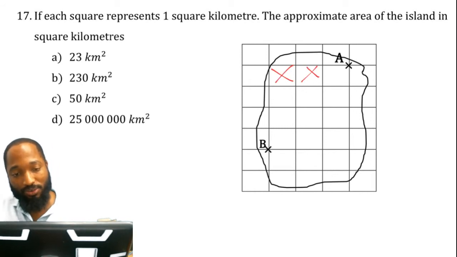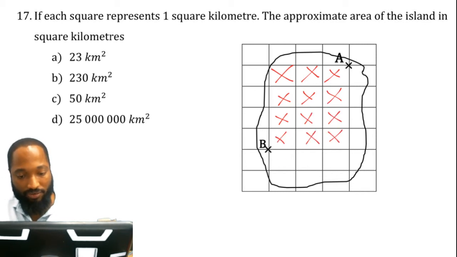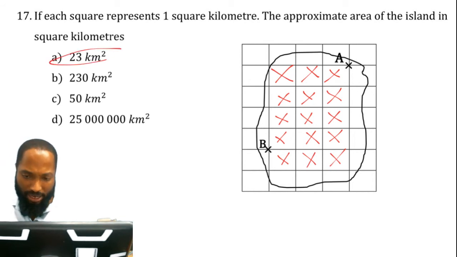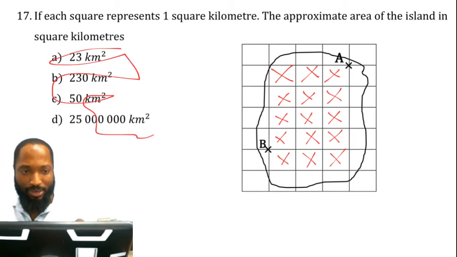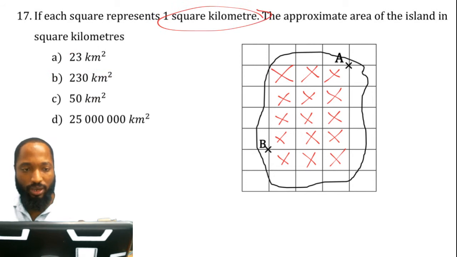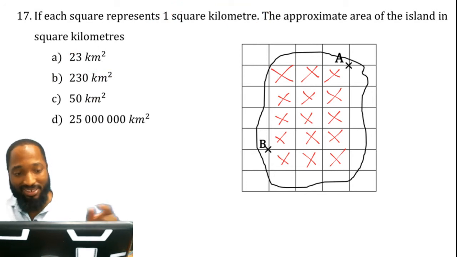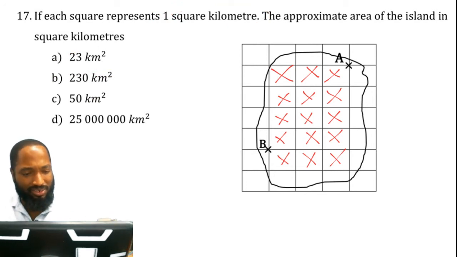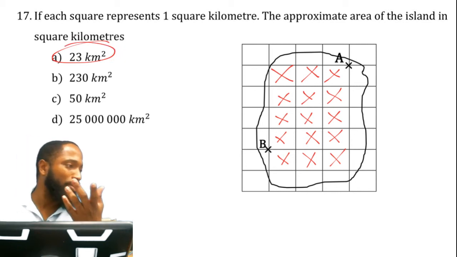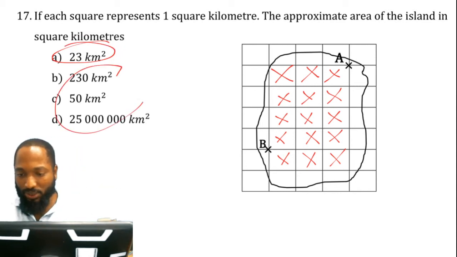1, 2, 3, 4, 5, 6, 7, 8, 9, 10, 11, 12, 13, 14, 15. Now you ain't done there, right? But you can already start to look at the answers that are making sense. Each one is 1 square kilometer. So how much do you reach? 1, 2, 3, 4, 5. 15. So it's probably 23. It's probably 8. No other answer is close to 15.